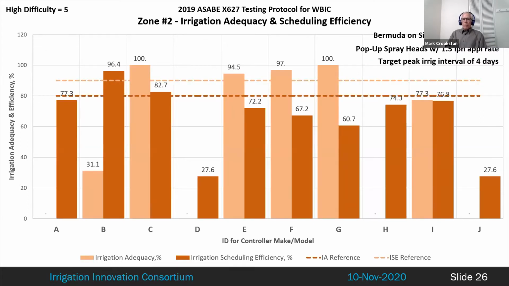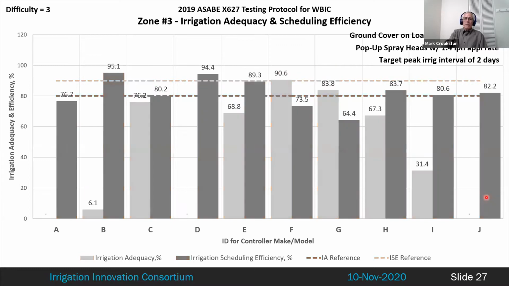This is a controller performance graph, again, of irrigation adequacy and irrigation scheduling efficiency, but for zone number 2. This was high difficulty, a rating of 5. Controller C, again, had high marks for both, with several others following closely, whereas controllers D, H, and J tested poorly. And there may be reasons why they did.